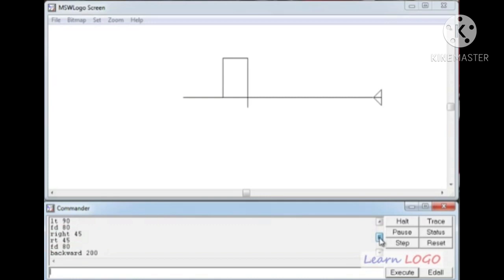Then another one is back or BK. It is used to move the turtle backward. Okay, these are the basic commands in logo turtle. By using these commands, we can draw many shapes in logo, many pictures in logo.